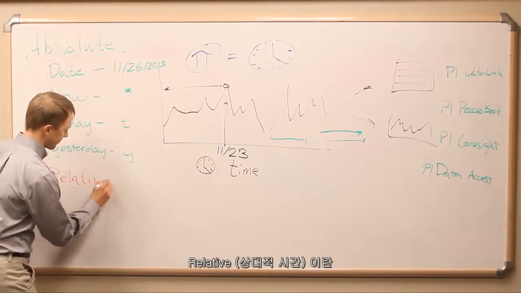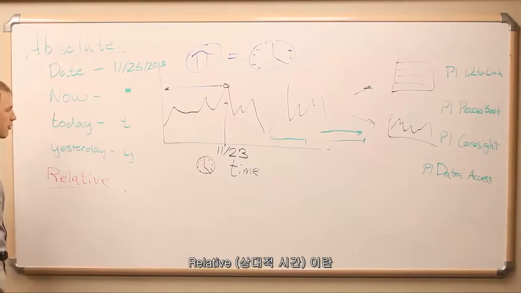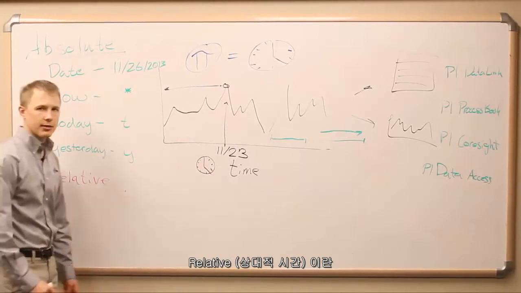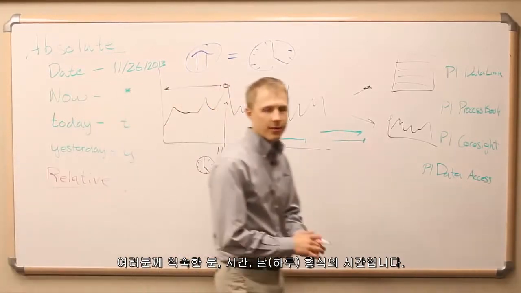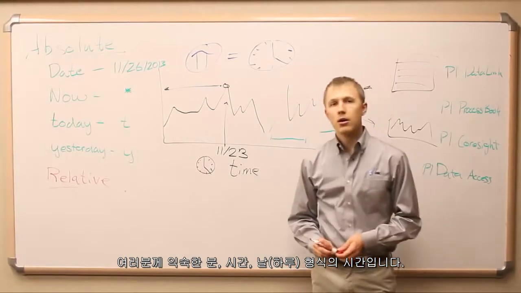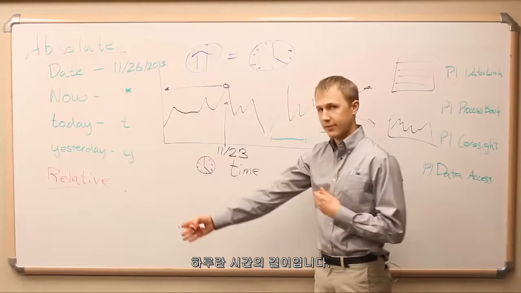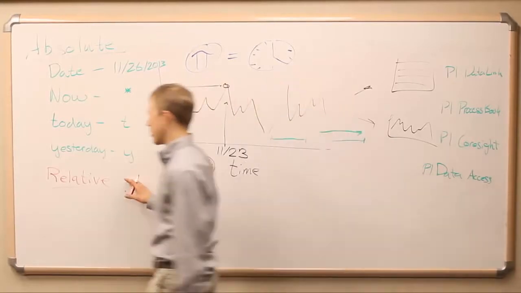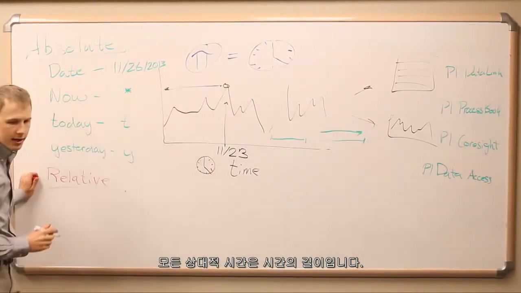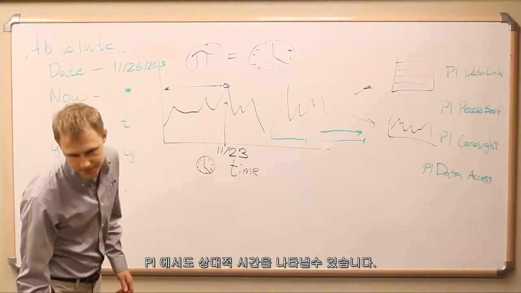Relative. Now, a relative time reference is something that you and I are all familiar with. It's something like a minute, or an hour, or a day. A day is a length of time. So all the relative references are lengths of time. And in Pi, we have a couple of them.